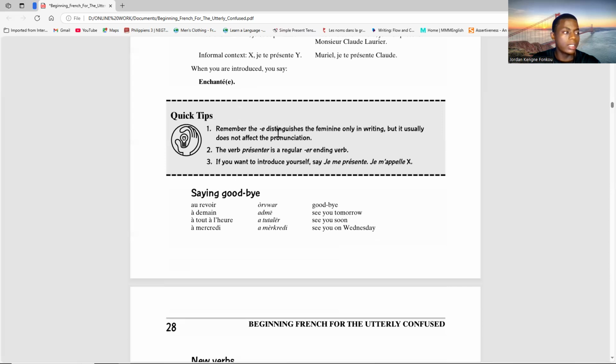Remember that the E distinguishes the feminine only in written form, but usually does not affect the pronunciation for most cases, for words that already have an E at the end. The verb présenter is a regular AR ending verb. If you want to introduce yourself, say je me présente or je m'appelle. Je m'appelle. We saw it in the previous chapter with the verb s'appeler.